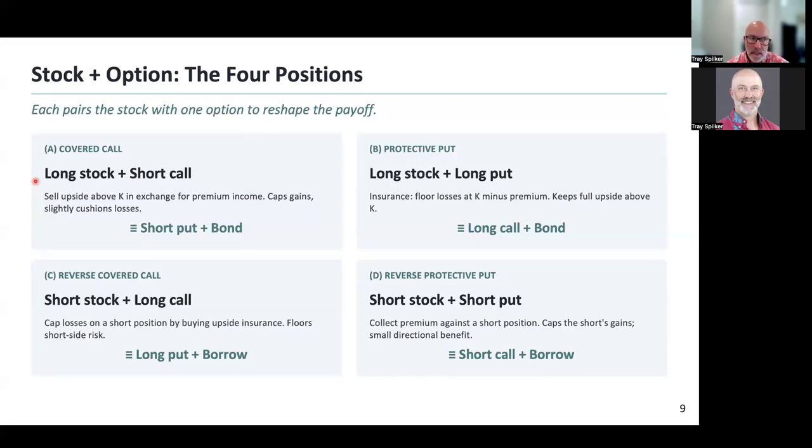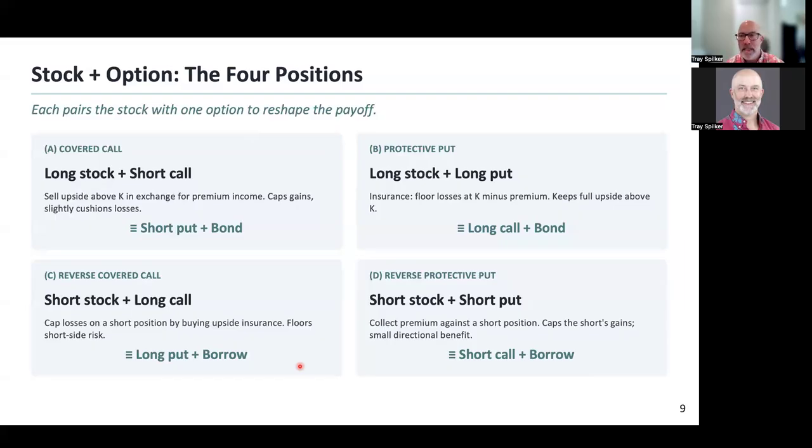Now, what you'll notice in these call out boxes here is that a combination of a long stock and a short call reflects the put call parity equation we talked about last time: a short put plus a bond, a long stock plus a long put is equal to a long call plus a bond, and so on. Basically, anytime you're combining any one of the legs of a stock and an option, you're synthetically replicating the other side of the equation.